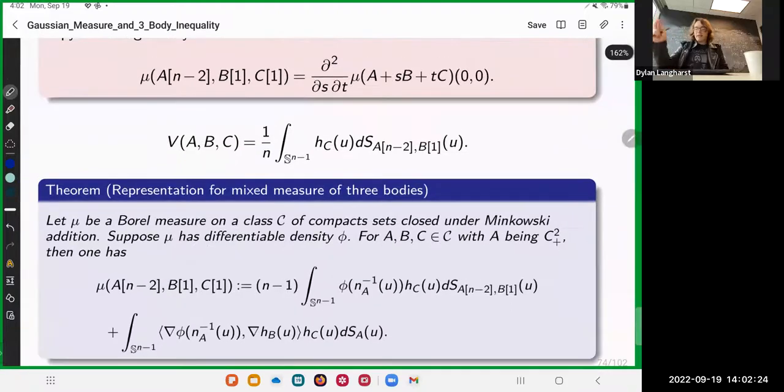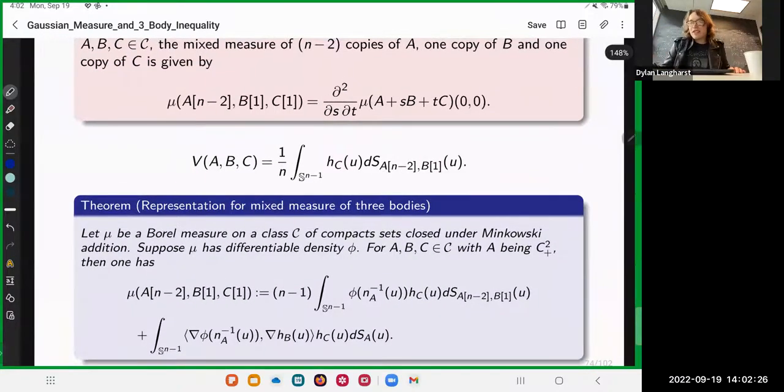So this is it. And essentially it's just the product rule. So here we took the derivative of the volume and we got the next surface area measure. And here we had to take the derivative of the density. So here mu is a measure with density phi. So it looks kind of complicated.